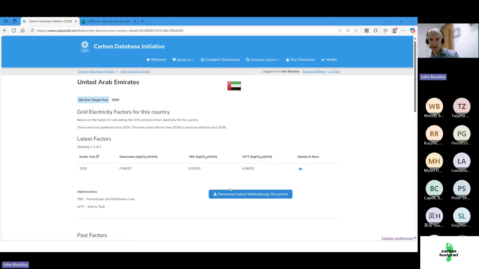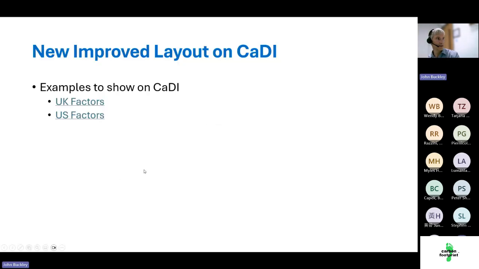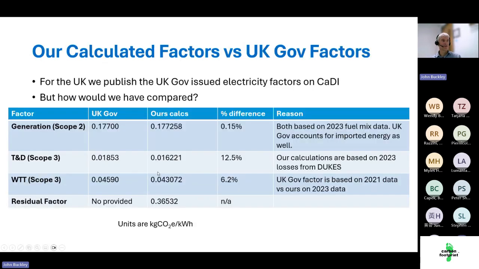So what I'll do now is I'll flick back to the slides, which I believe is here. So they're the examples I've shown. I did mention that for the UK ones, we have done one thing, which is we've actually published the UK government factors rather than our own, because we know that lots of people are required to use the UK government factors. But I thought it'd be useful just to show you how accurate our calculations are compared to theirs.